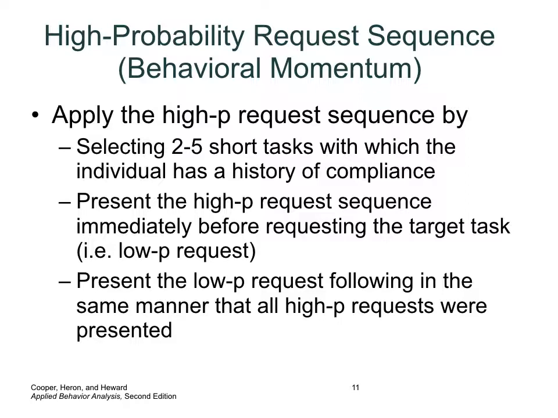To apply the high P request sequence, the teacher or therapist selects 2 to 5 short tasks with which the learner has a history of compliance. These short tasks provide the responses for the high P request. The teacher or therapist presents the high P request sequence immediately before requesting the target task, which is a low P request. As many of you already know, this intervention is also called behavior momentum.